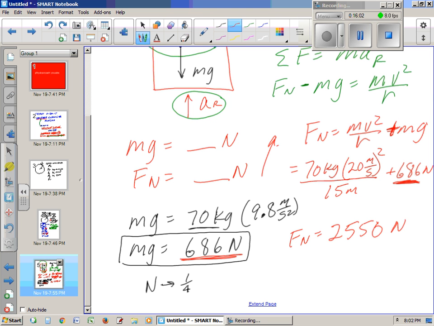So if we did it in pounds, he's about 150 pounds. In this situation, he would feel like he weighed about 600 pounds. That would only be for a short period of time, so it wouldn't cause any damage to him. That's a fairly small G-force. So here's our normal force.